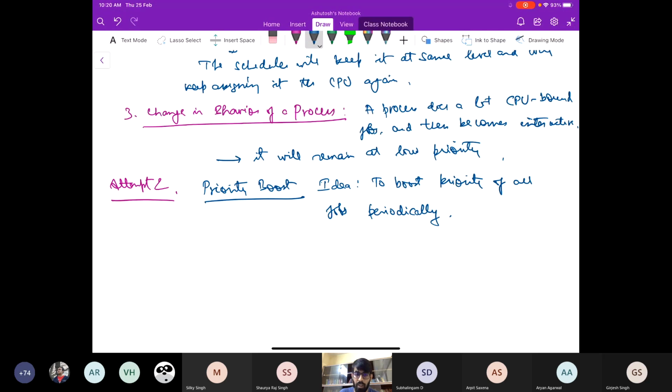So which problems does this solve of the three? Okay, let's write it as a rule first. So this is going to be rule 5. After some time period S, move all the jobs to the topmost queue.